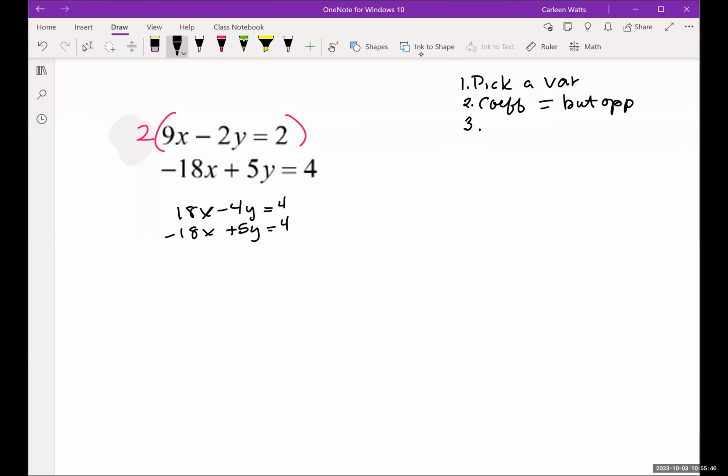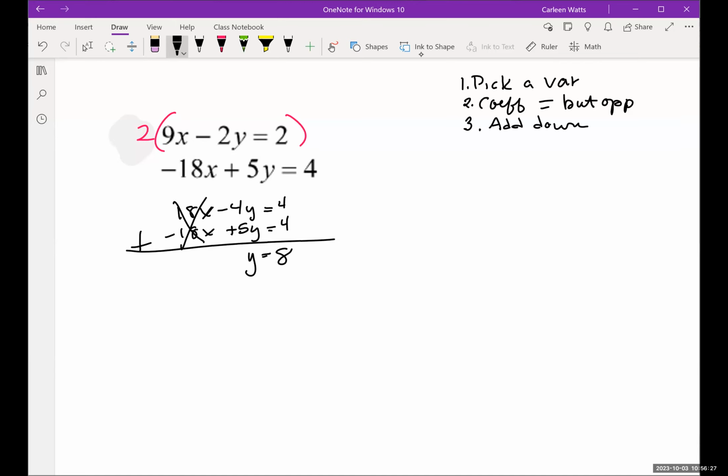Let's check. Add down. I have a positive 18 and a negative 18, so I'm going to add down. Poof. Okay, negative 4y plus 5y is 1y, equal to 8. Now, the bummer here, if you have an arithmetic error somewhere, it just explodes. It gets really bad.